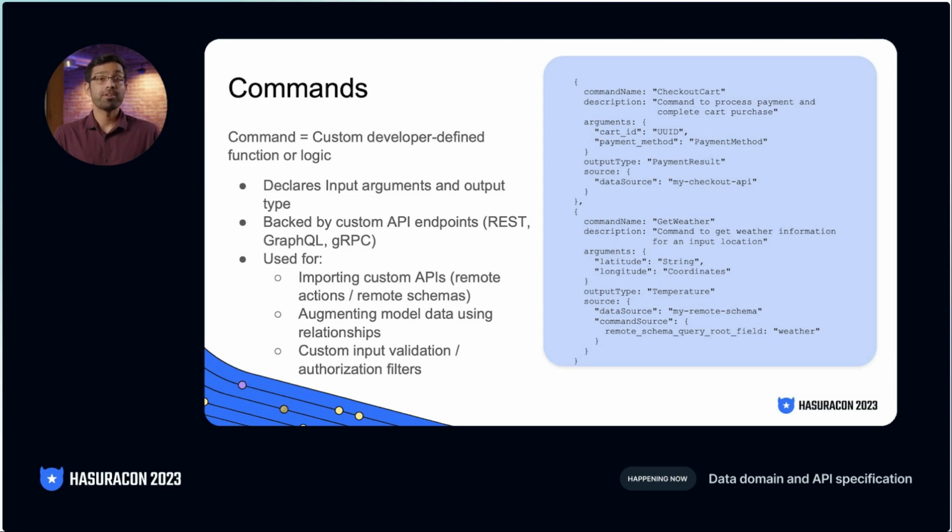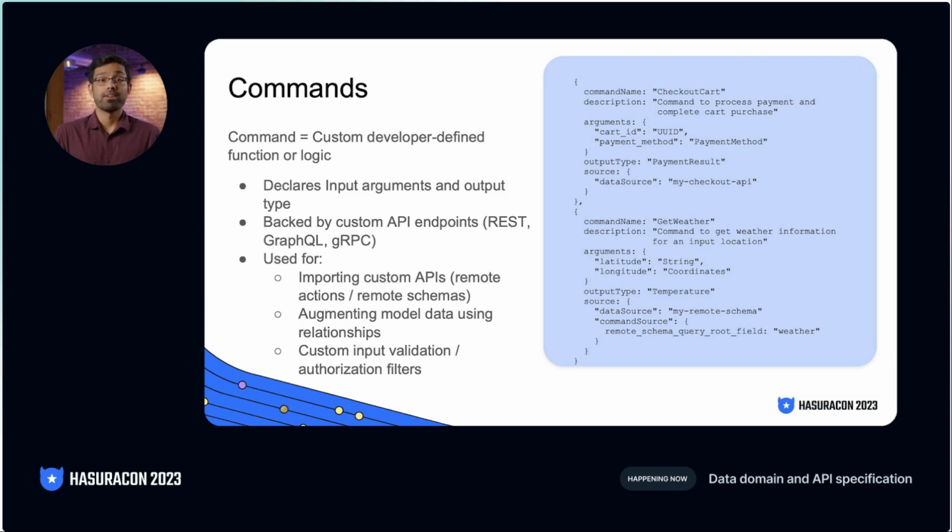Commands can then either be used directly from the eventual data API that you will create, or from within DDS itself, like for relationships or authorization rules. In the example shown here, checkout cart is a command which contains some business logic to complete the checkout process. It takes as input a cart ID and a payment method and returns a result of the checkout.